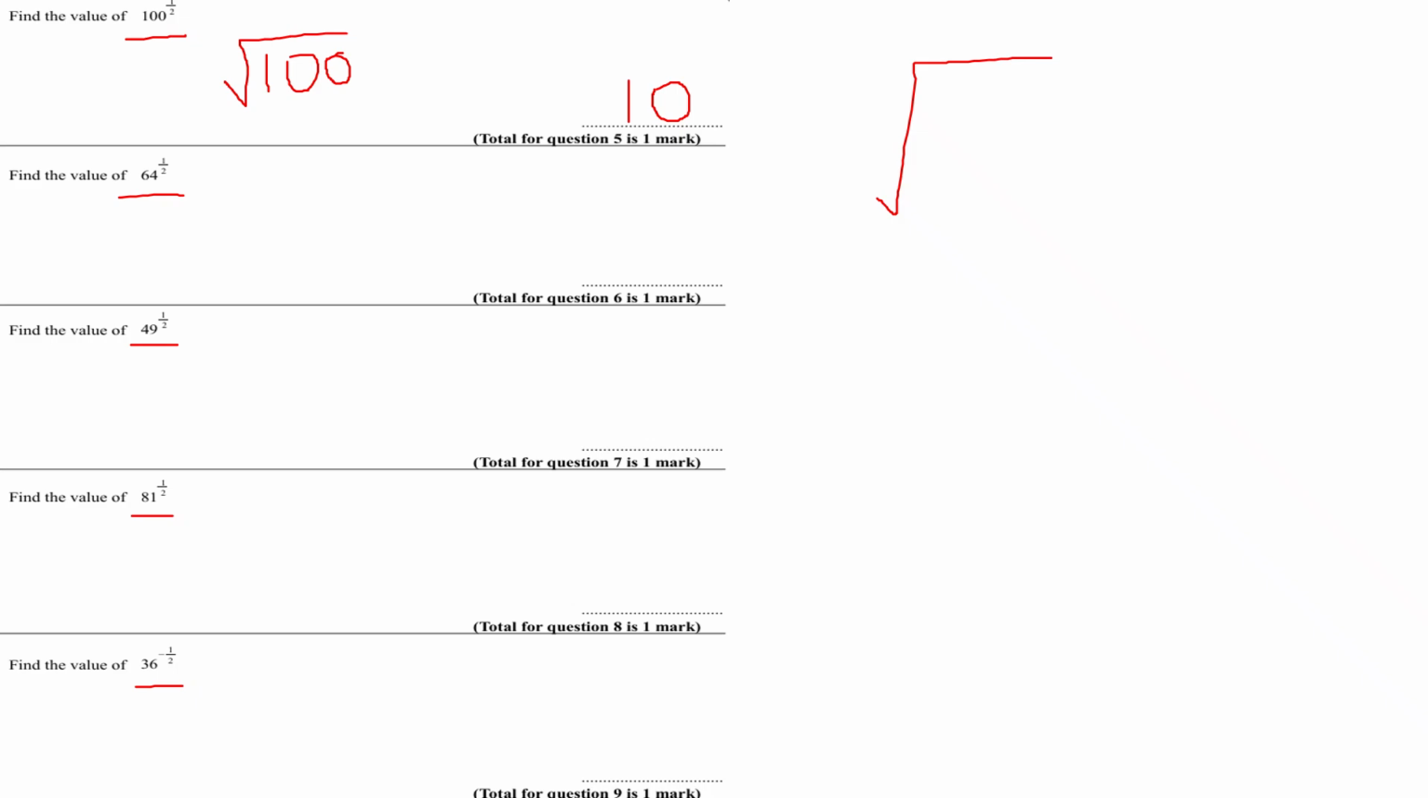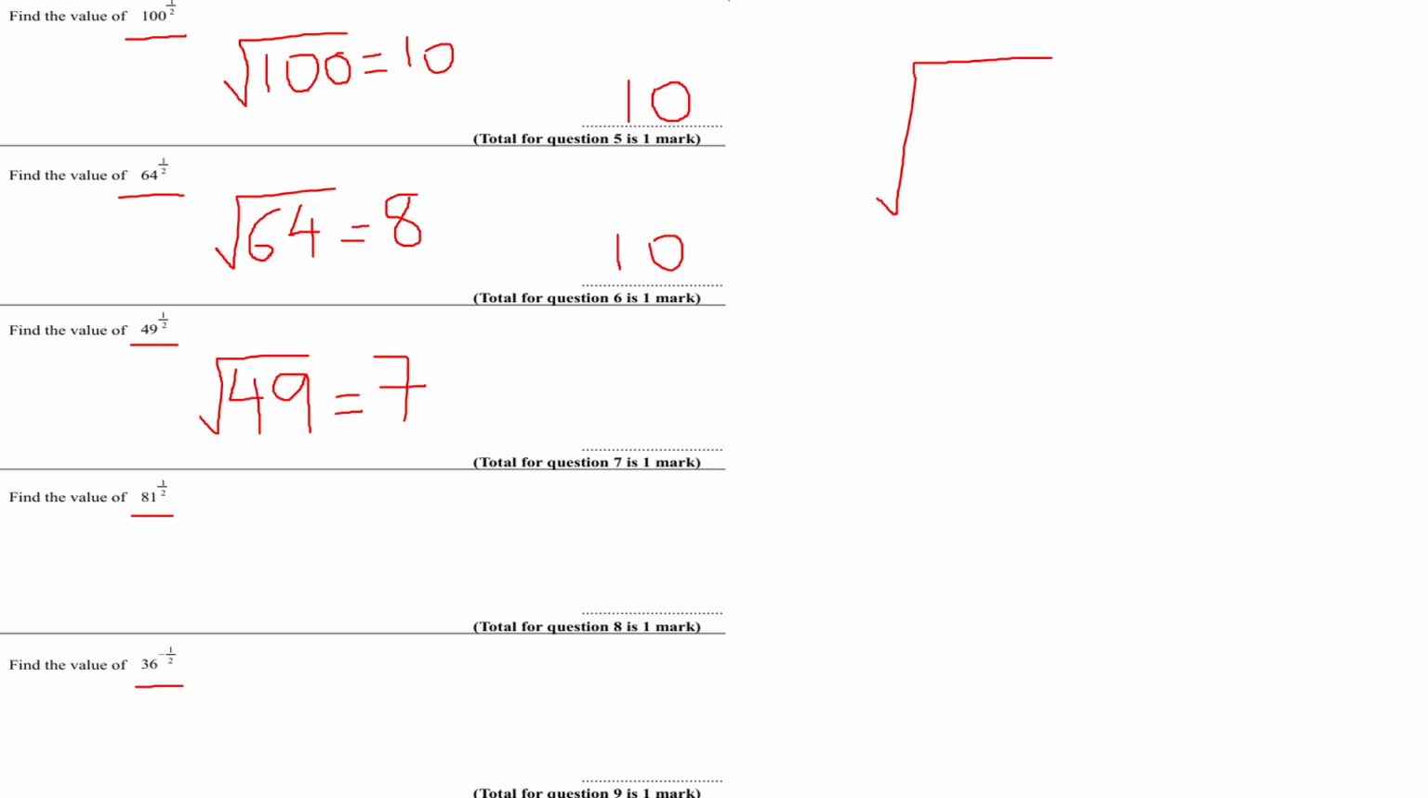Next up, 64 to the power of a half, that'll be the square root of 64, which is 8, because 8 times 8 is 64. So this topic relies on you knowing your square numbers. Next up, 49 to the power of a half, that'll be the square root of 49, which is 7, because 7 times 7 is 49. 7 squared is 49.